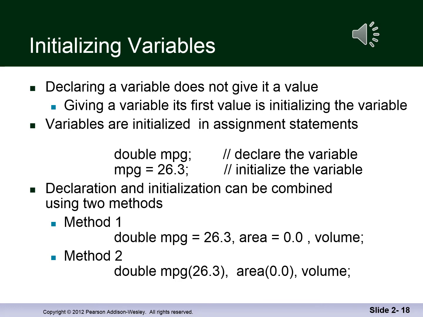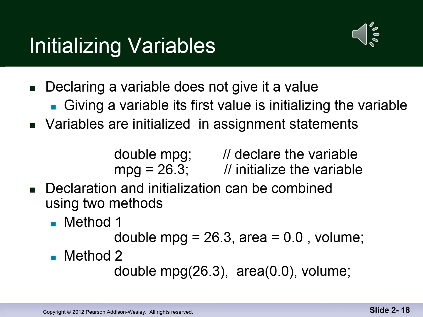Declaration and initialization can be combined using two different methods. Method number one, during the declaration statement, you can put an equal sign and then the initial value, such as double MPG equals 26.3, comma, area equals 0.0, comma, volume. This declares and initializes two doubles, MPG and area, giving them 26.3 and 0 respectively. And it also declares a third double, volume, but doesn't initialize it.